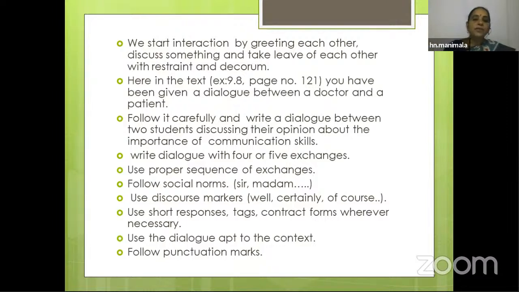Okay, now here, what are the things you have to follow while writing? Write a dialogue with 4 or 5 exchanges. Use a proper sequence of exchanges. What the person asked and what you are responding should be in sequence. The question you ask is connected to your answer, and based on the answer given by the other person, you have to link your question. Depending on the answer, the other person will create a question. So this kind of sequencing is very important.